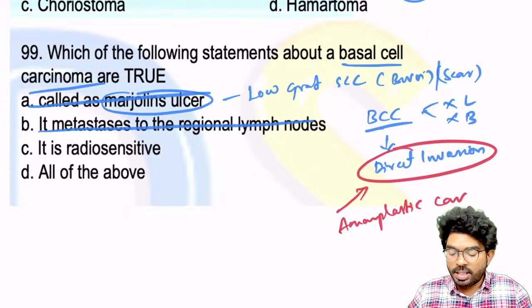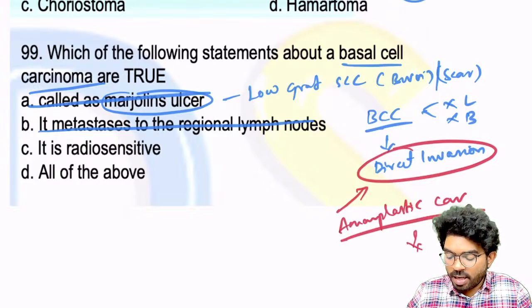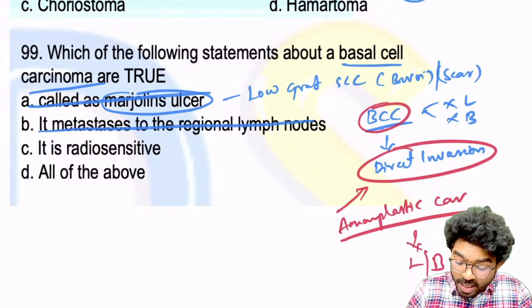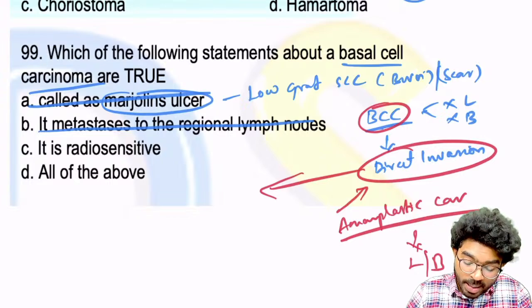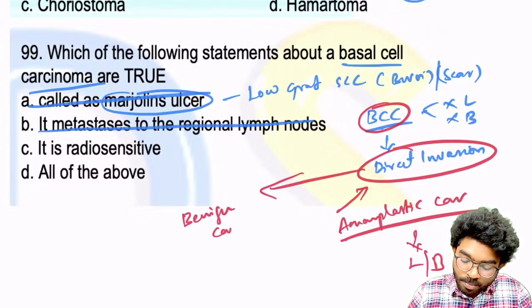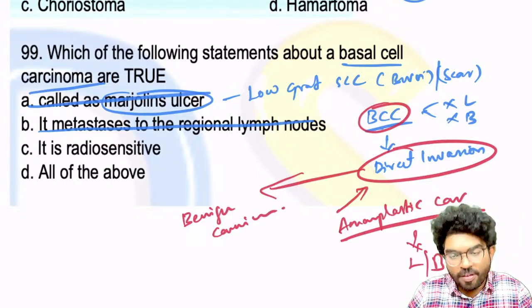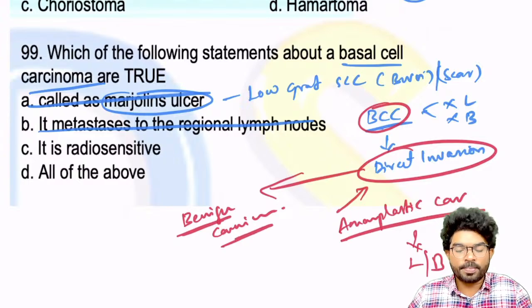Okay, initially, followed by it spreads by either lymph or blood. Basal cell carcinoma spreads only by direct invasion. That is the reason why basal cell carcinoma is called a benign carcinoma, because benign tumors only spread by direct invasion. It is a benign-featured carcinoma.